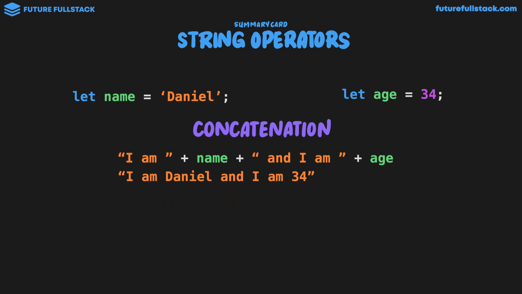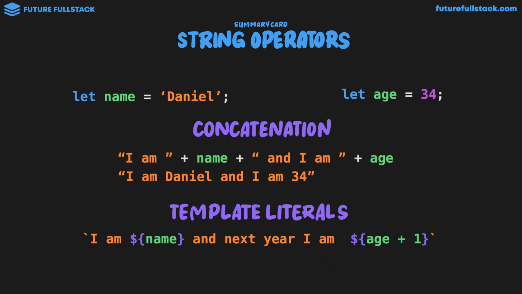We discussed how this is not the best way to output strings because it's very messy and type coercion can often lead to errors. We then looked at template literals, where we can use backticks and embedded expressions to output strings. For a similar string, I could do I am, and then using our interpolation syntax, dollar sign curly brackets with the variable name, and next year I am age plus 1. And we discussed inside our curly brackets, we can embed expressions. And this would result in the string I am Daniel and next year I am 35.